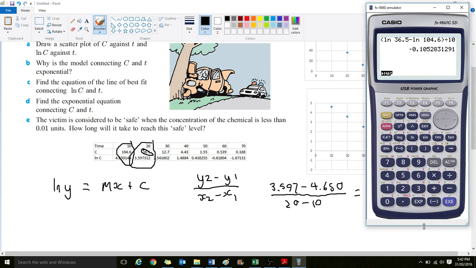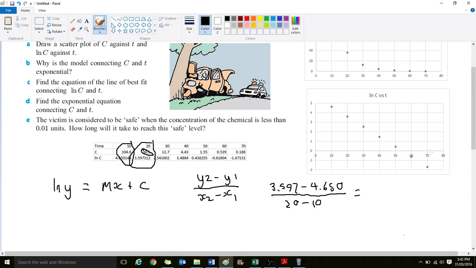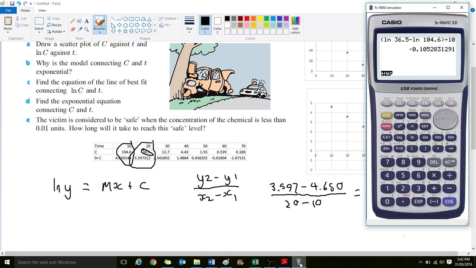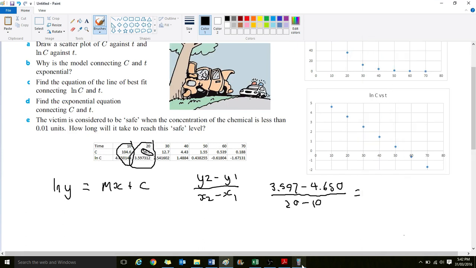Okay, and the answer we get is minus 1.05, and we do expect the slope to be negative because it's decreasing. Okay, so the slope we have up there is minus 0.105. So I'll write that one in here.